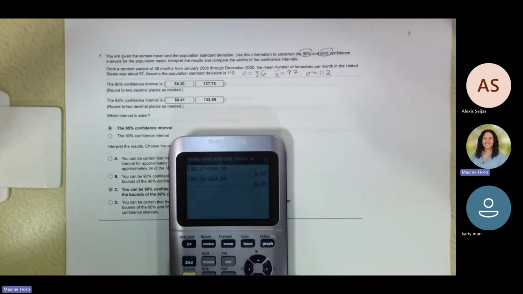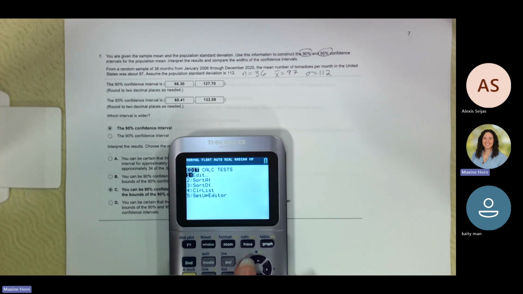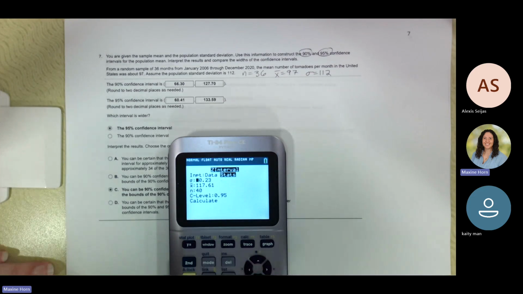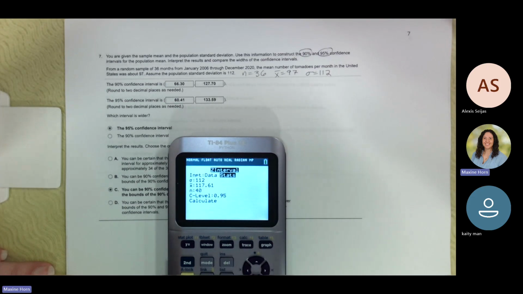So we are going to be able to use that same menu we've been using of Z interval. So we go to stat, tests, Z interval, and we give it all of the information that we have here. We have population standard deviation of 112, a sample mean of 97, a sample size of 36, and we're going to first do a confidence level of 0.9.